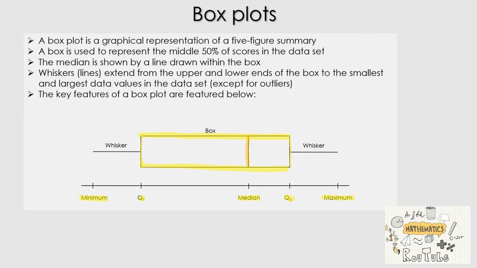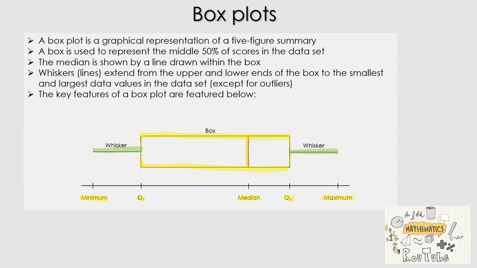And then we have whiskers, which are just lines that extend from the upper and lower ends of the box to the smallest and largest data values in the data set. Okay, so we've got these green whiskers on either end. Now, sometimes they're the same length, sometimes they are different lengths. Most of the time they'll be different lengths, and sometimes some box plots won't even have a whisker.